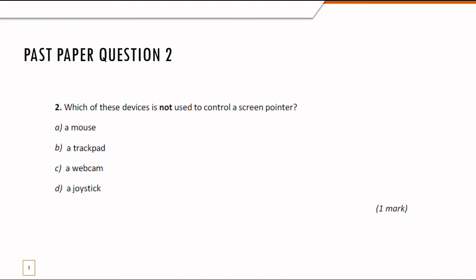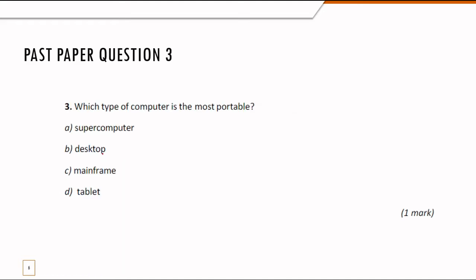Which of these is not used to control a screen pointer? We have multiple types of pointers. Mouse is used for pointing, trackpad is used for pointing, joystick is used for pointing, but we know that a webcam is not for pointing. It is in fact an input device, but it's not a pointing device, and we are right there. Which type of computer is the most portable? Supercomputer is the largest type of computer. Mainframe is also very large, so they are not portable. Desktop sits on the desk, hence its name. So the most portable is a tablet computer.